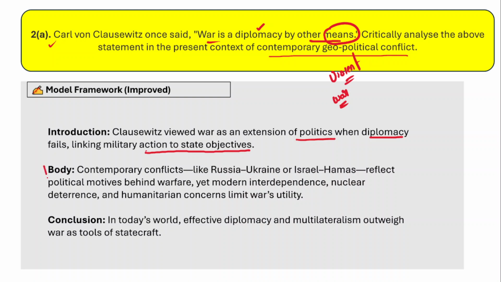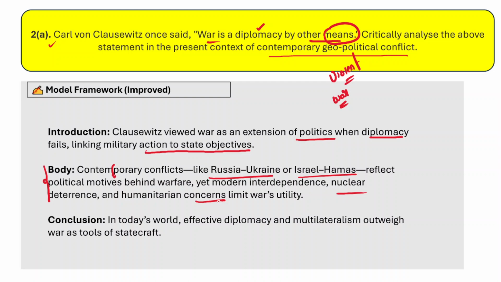Now in the body part of the answer, you need to mention the contemporary conflicts. There are some contemporary conflicts such as the Israel-Hamas conflict and the Russia-Ukraine war. And in fact, both these conflicts reflect political motives behind warfare, but yet modern interdependence, nuclear deterrence, and humanitarian concerns, all these factors limit the utility of war.